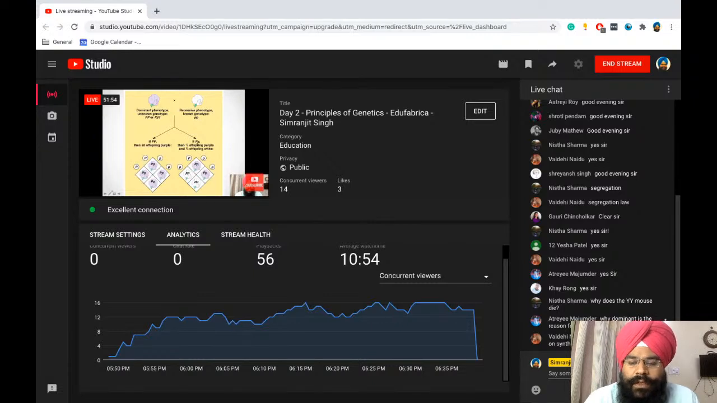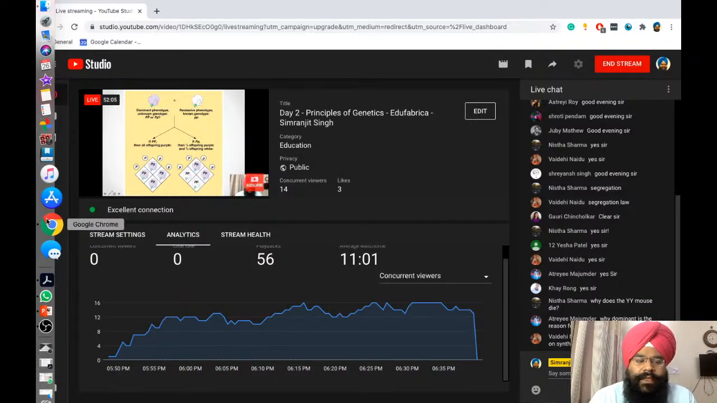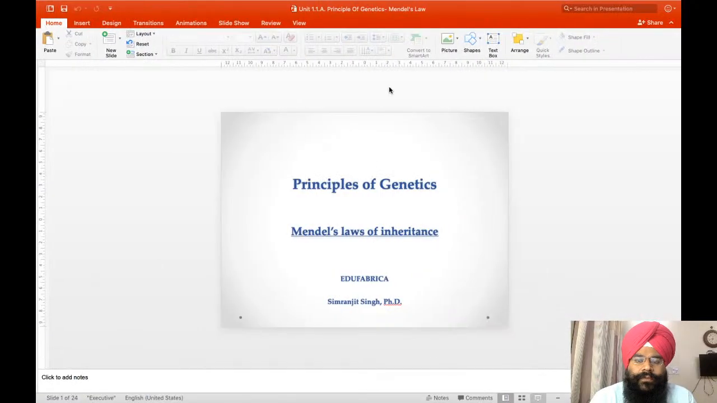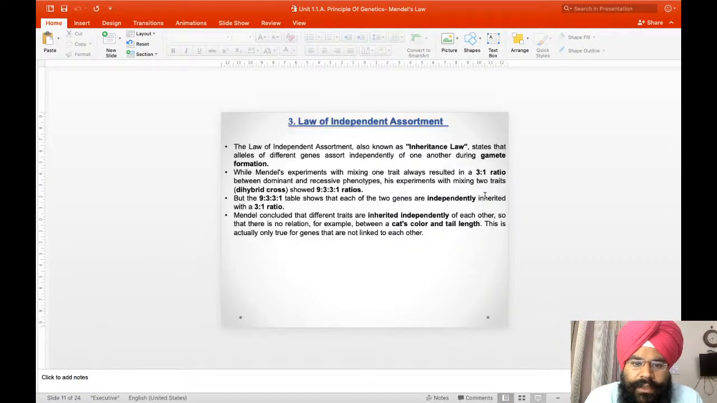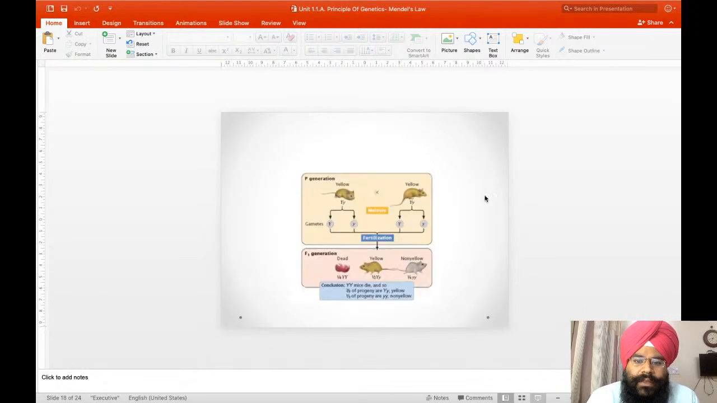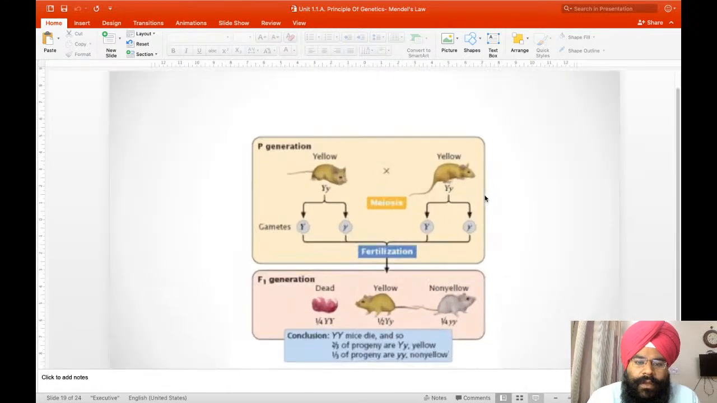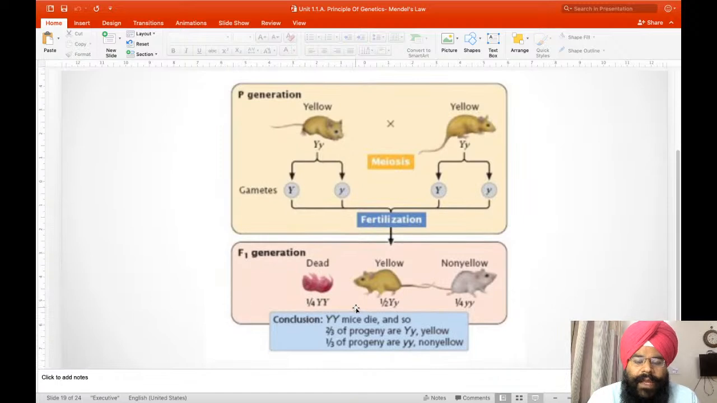But the YY mouse is known to be lethal. If the capital Y is present in the dominant form, which is known to be lethal, most likely your mouse will die. That's what the gene is known for, its function specifically in mice. Whenever that gene is present in the homozygous dominant form, the mouse has to die. But if it is present in the recessive form or in the heterozygous form, the mouse will have either non-yellow or yellow color respectively. So this is the trait of the allele, and that's why they are known as lethal genes.